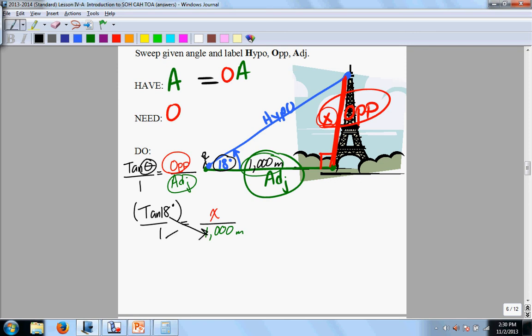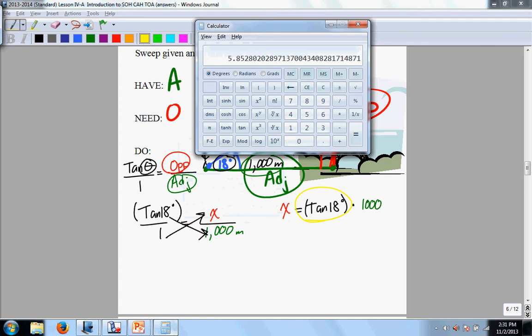Now we cross multiply. We're going to end up with x equals the tangent of 18 degrees times 1,000. Now you pick up a calculator because you want to get what the tangent of 18 degrees is. Check your calculator with mine, either hit tan 18 or 18 tan, and that's the decimal you should be getting. Double check that your decimal is the same as mine. We're going to take it to the fourth decimal place, 0.3249.